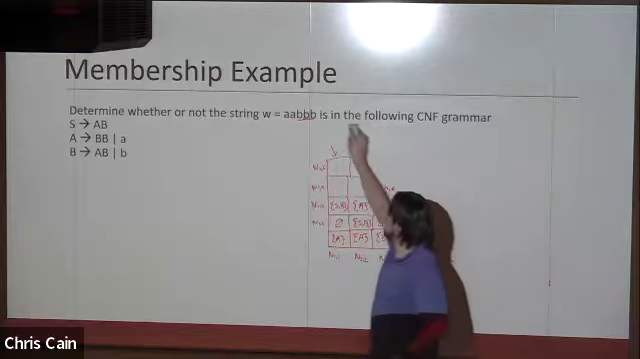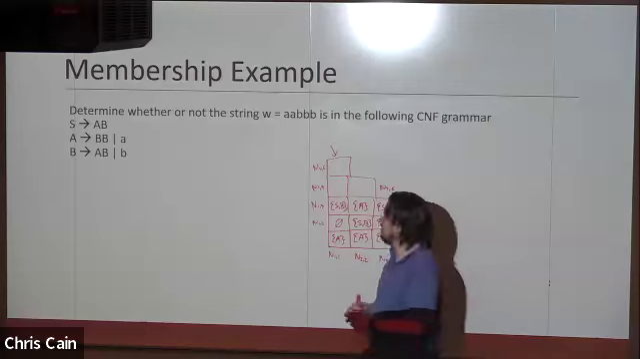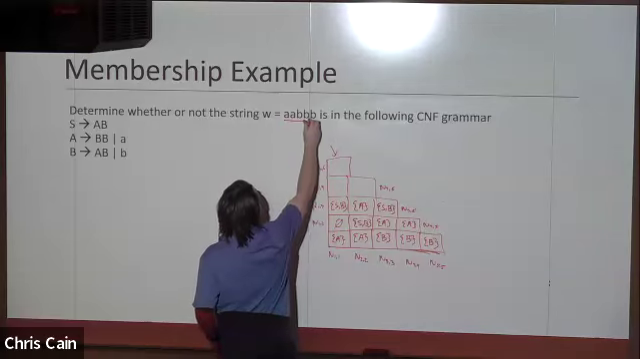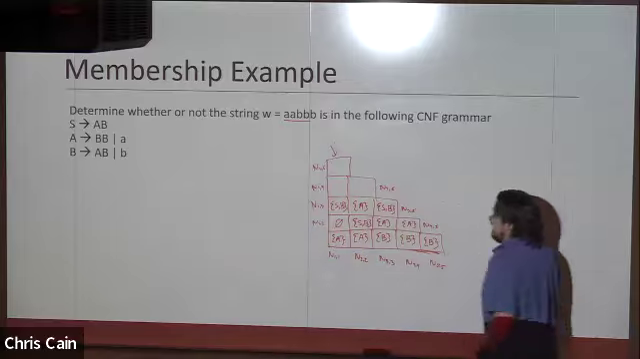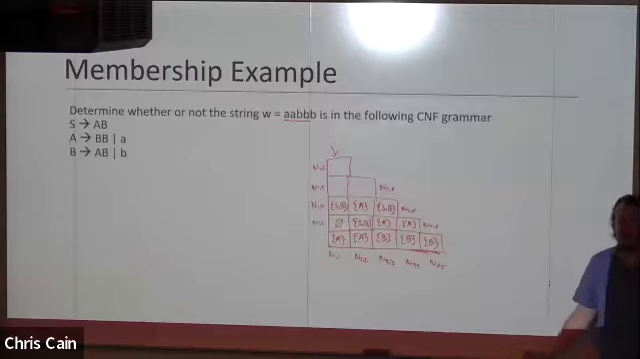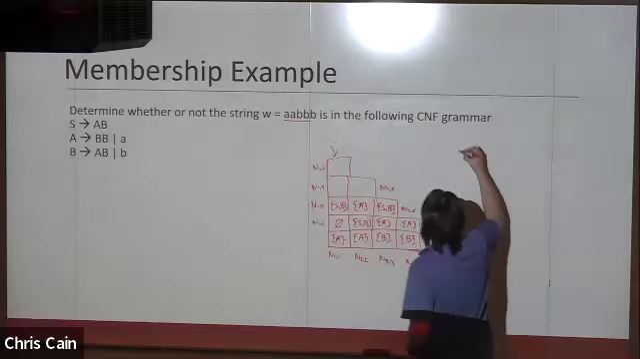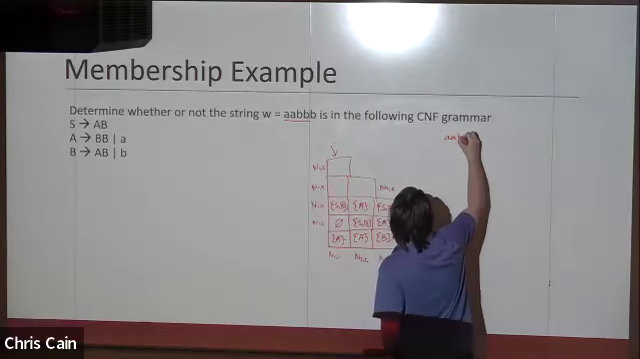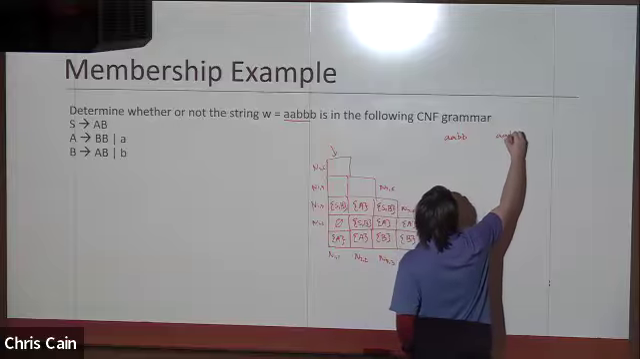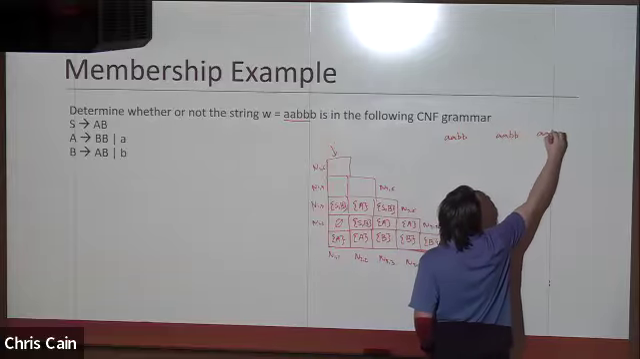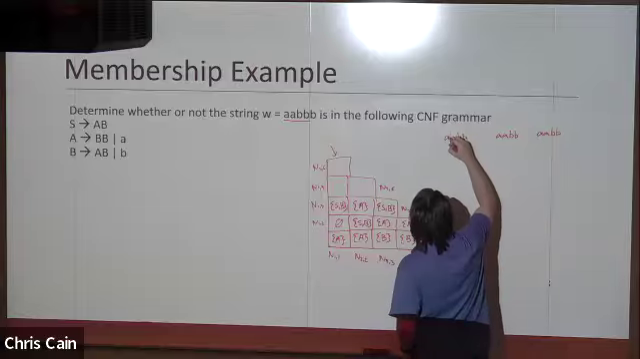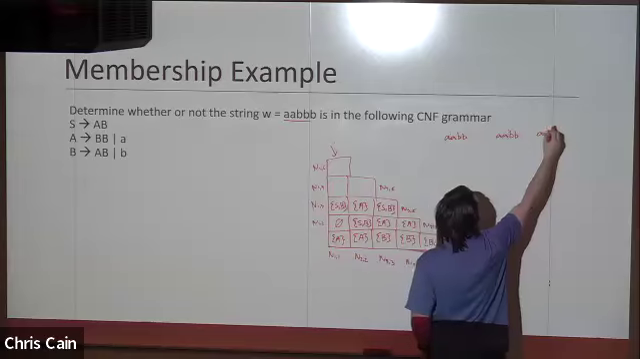So now we're looking at substrings of length 4. There are fewer of them, but they're more complicated. So we're going to look at AABB. And how many times should I write this on the board now? How many possible midpoints are there for a 4-character string? 3. So we're going to write AABB, AABB, and AABB. We're going to split this after the first character, after the second character, and after the third character.